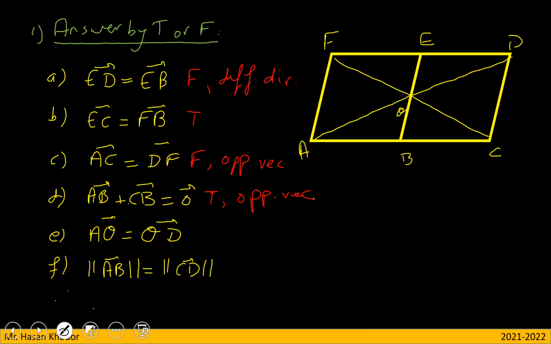What about part E? Vector AO is equal to vector OD. Is this true or false? True. They are collinear. This means they have the same direction. Also, they have the same sense and the same magnitude. So true, they are equal.